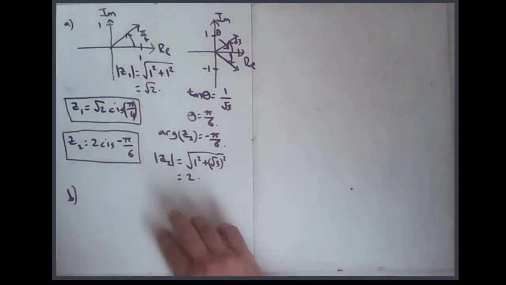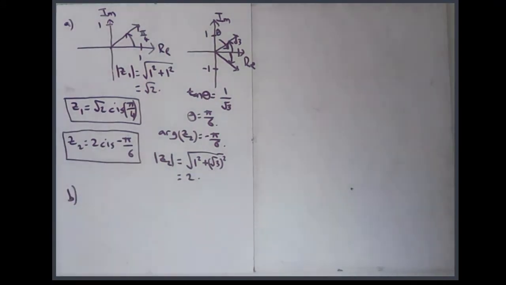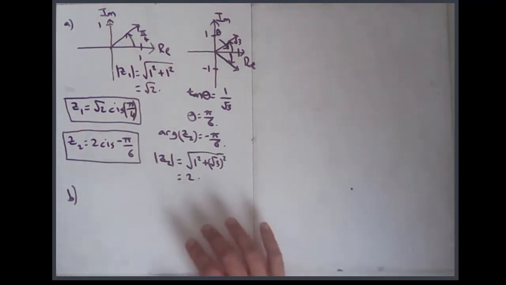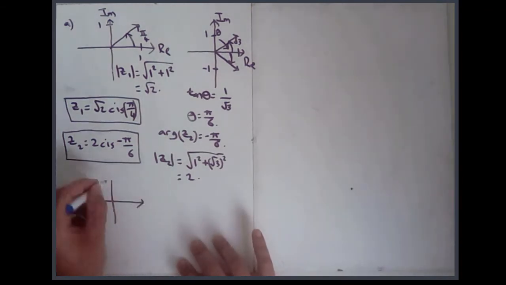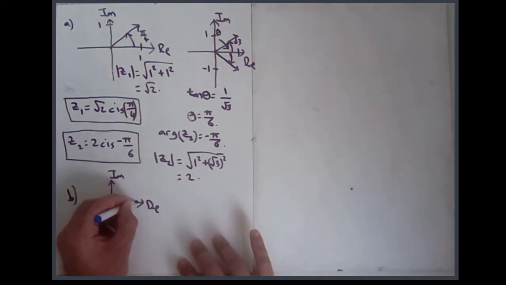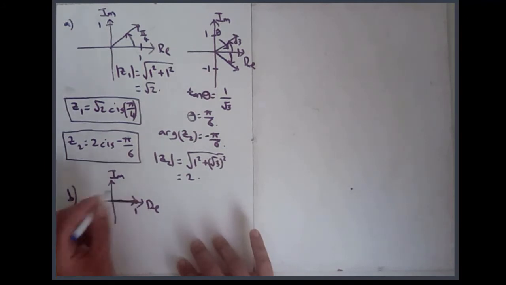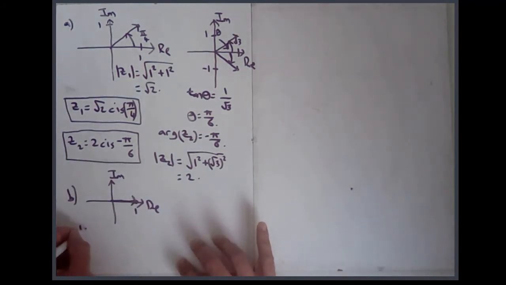Part B, evaluate 1 over z2. So I'm just going to show you why this works, and then we'll think about it as a result you can just use. If you just think of 1 in polar form, so if we just draw a really small diagram, well, 1 means 1 on the real axis. We have the real and the imaginary. 1 is just here. So 1 equals 1 cis 0, right?